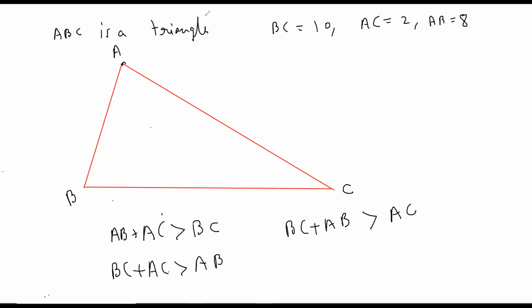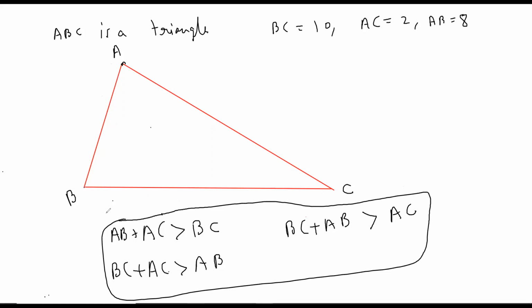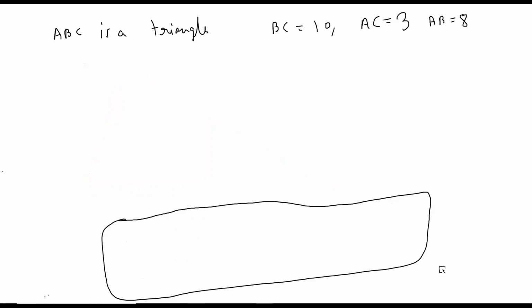So why was I saying this? Because whenever these conditions are not satisfied, you can immediately rule out that possibility and say that the triangle is not even possible. However, if I change this side to, let's say, 3, then we will show that it is in fact possible to make such a triangle. So we can easily make this.